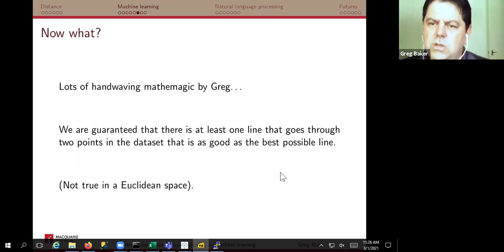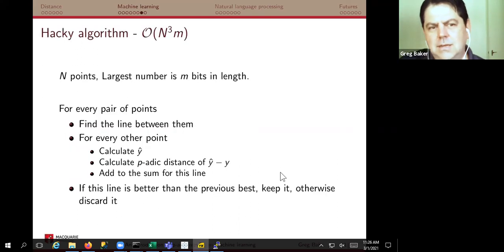Now, that's not true in a Euclidean space. You could have a whole bunch of points and a line that doesn't touch any of them, but happens to be the best line through them, just because the outliers happen to play out that way. But p-adically, we do. So that means we do have at least, gulp, an order n cubed algorithm, n being the number of points, and m being the number of bits in the integers, because these integers might get quite large as well. And the algorithm goes something like this.